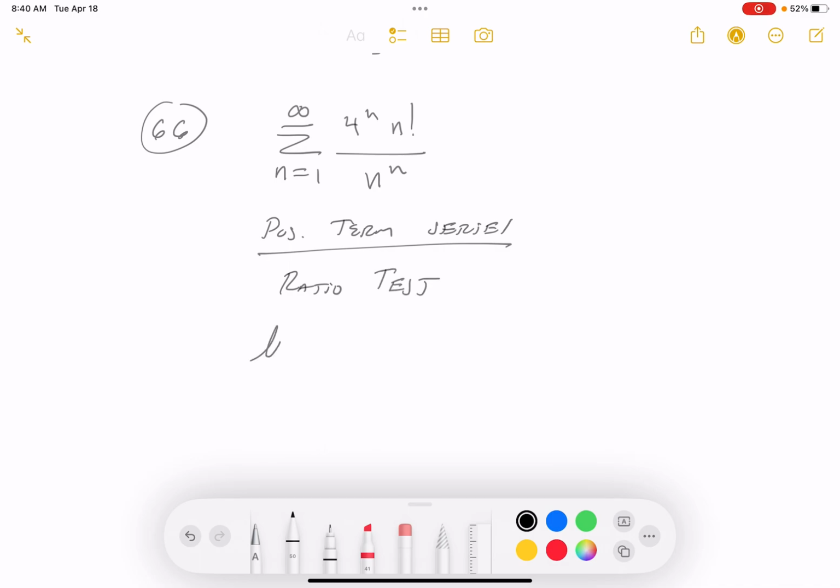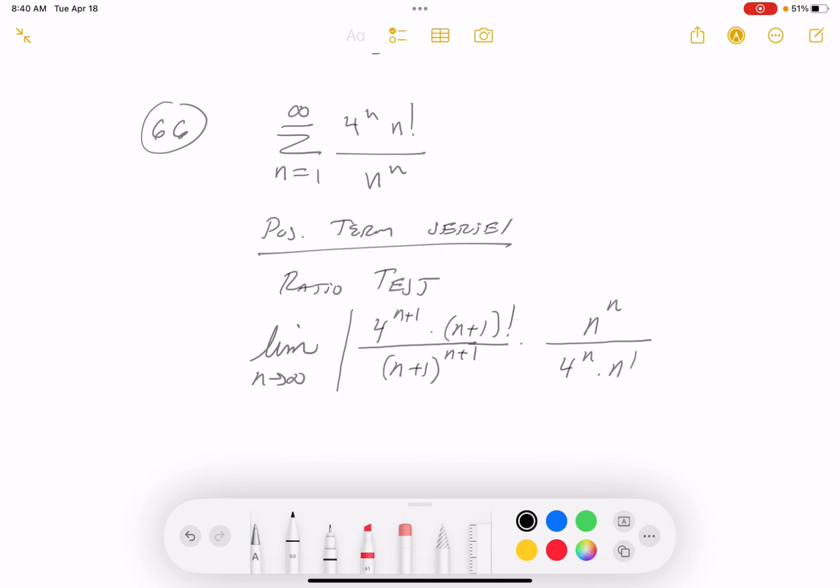So I'm going to write down the limit as n goes to infinity. Although the absolute value is not needed, I'll still write it down because that's what the ratio test says. It's going to be the a sub n plus 1 term, which is 4 to the n plus 1 times n plus 1 factorial over n plus 1 to the n plus 1. Boy, this looks complicated. And then it's going to be divided by the a sub n, which is like multiplying by the reciprocal: n to the n, over 4 to the n times n factorial.